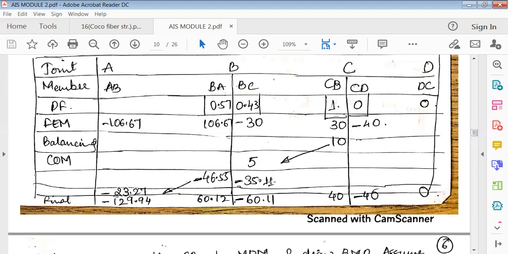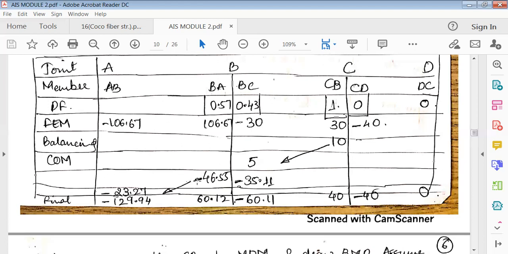Once this is balanced, you can see here, you cannot transfer this 35.11 here, because if you try to do this, end joint C is a simply support. We have already balanced here in the beginning only. Now you can see here, this is minus 40 and this is plus 40. So this joint is balanced now, equal and opposite. They are balanced. Again, you cannot transfer this carryover moment here.